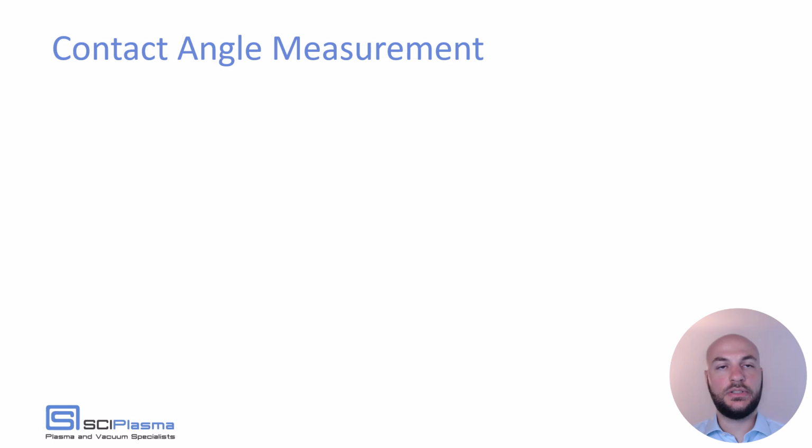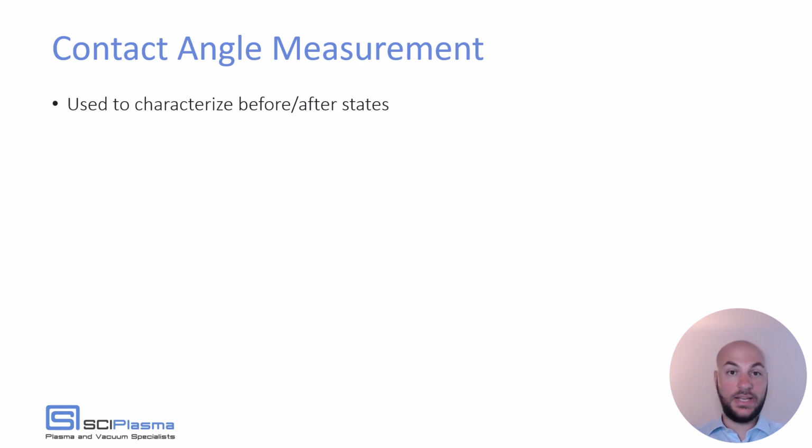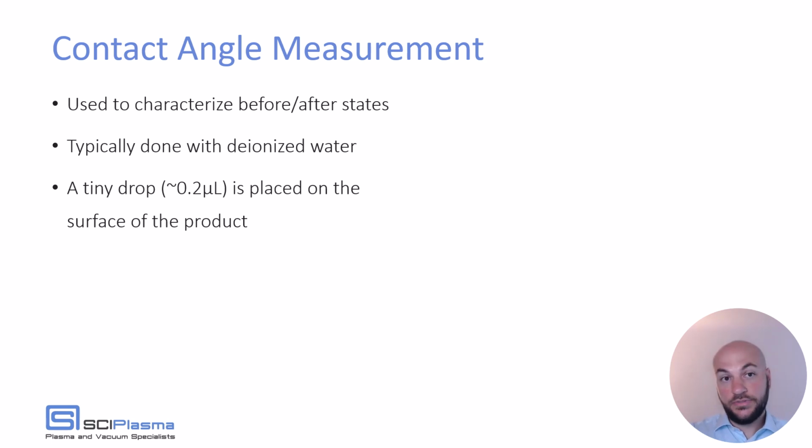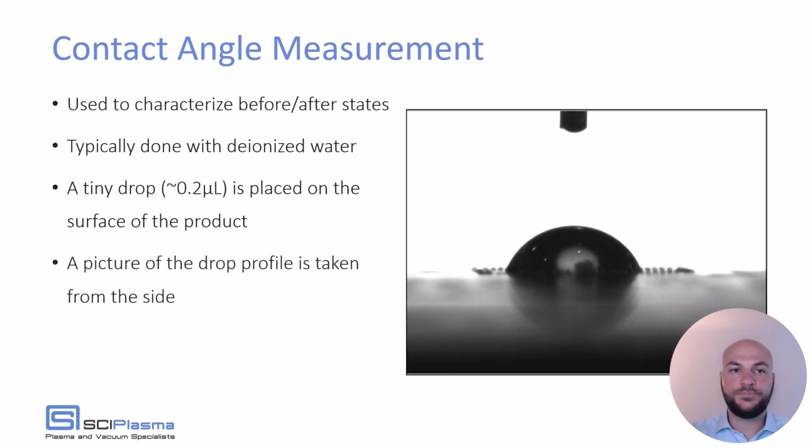The first thing, which is for sure the most known, is the contact angle measurement technique. This is used to characterize the before and after plasma cleaning states, and it's typically done with deionized water. It's an easy technique to apply. We take a tiny drop of water, about 0.2 microliter. It can be 0.1, it can be 0.5. It really depends on the product. It's placed on top of the product surface. Then we take a photo of this drop from the side. And as you can see, this is what we may obtain as a photo.